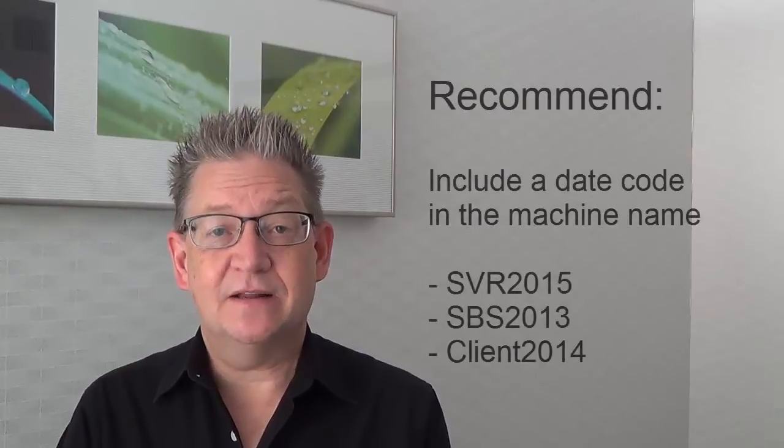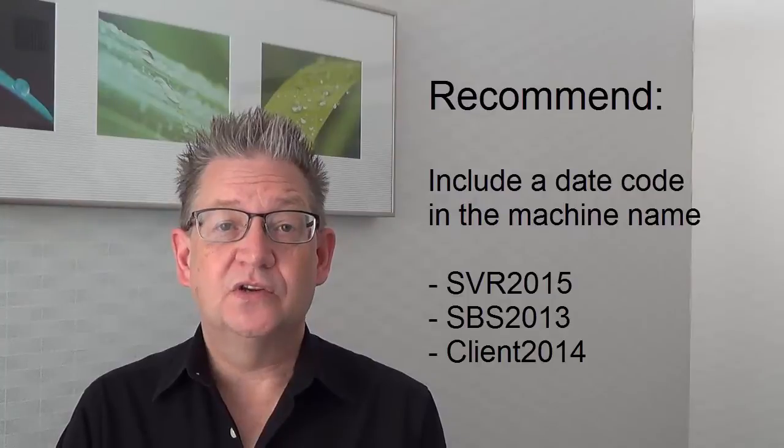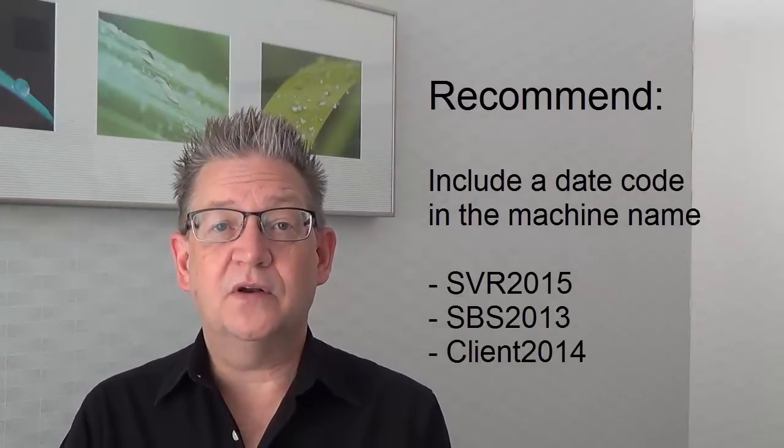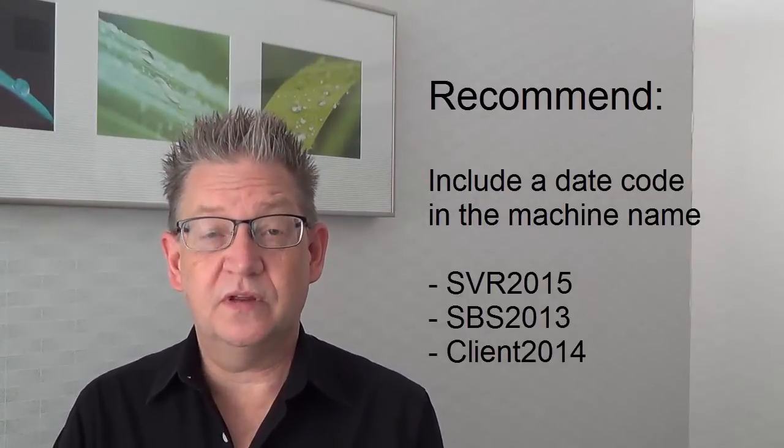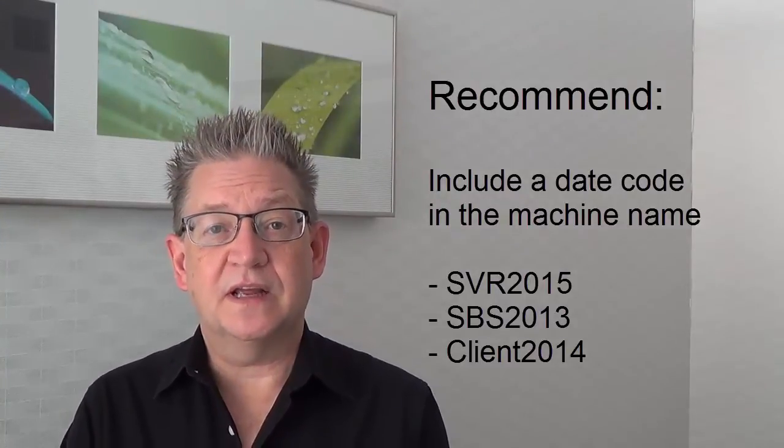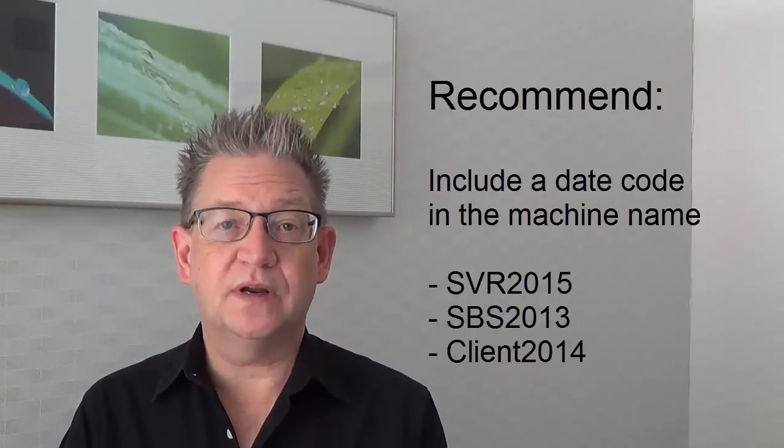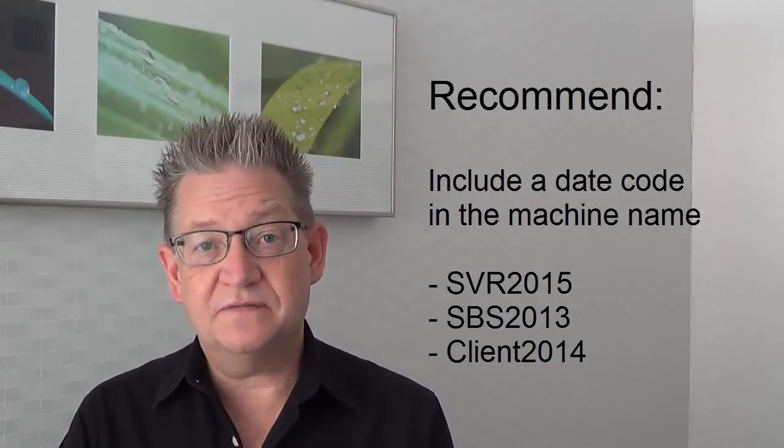My big preferred recommendation for machine names is that you include, for big machines like servers, the date that the machine was built. So if I see a machine that says SBS 2013, I'm going to know that that machine was built in 2013. It's not named after the small business server. I also like putting in the client's name, so if the client code is ABC, then you're going to put ABC 2015 as the machine name for the server.